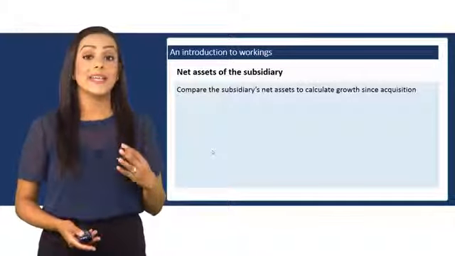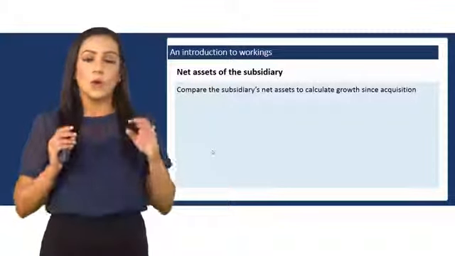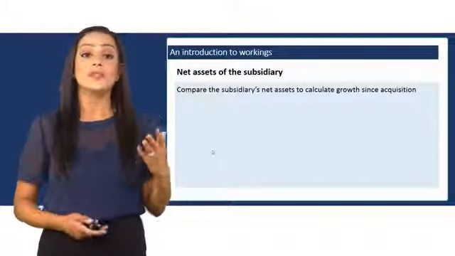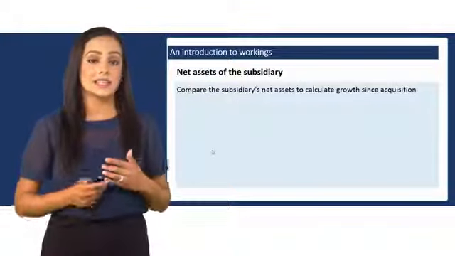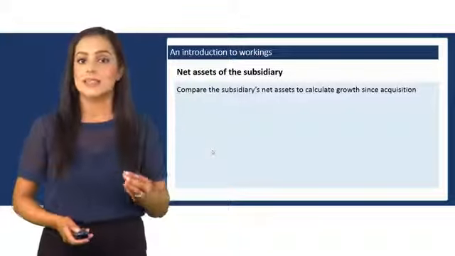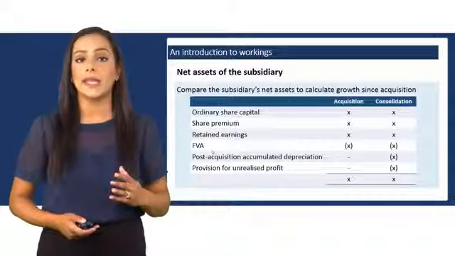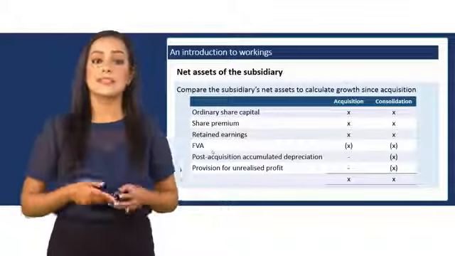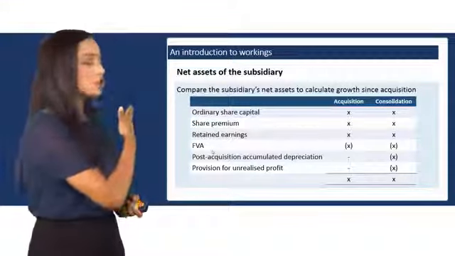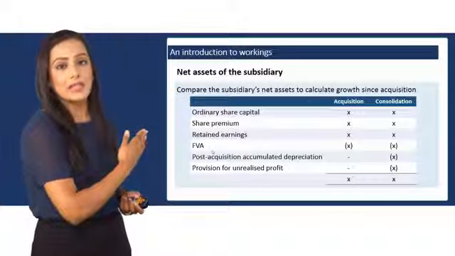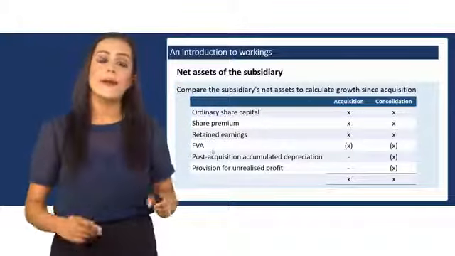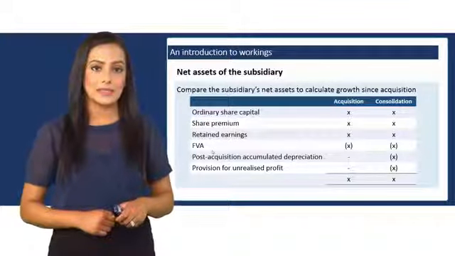Now let's talk about the net assets of the subsidiary. Once the group structure has been established, we now need to know how the subsidiary has changed since the acquisition date took place. The net assets is done for the subsidiary only, and we show the subsidiary's equity structure and any other changes to the subsidiary at 2 points in time, at the date of acquisition and at the date of consolidation. Let's talk about each item on a line-by-line basis.